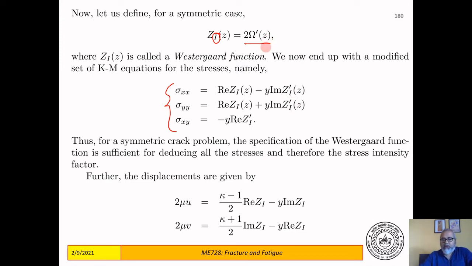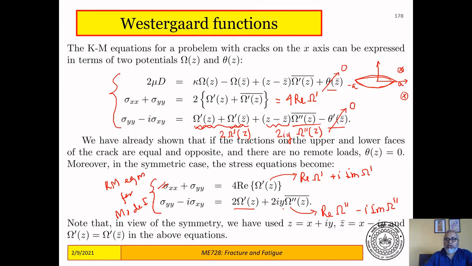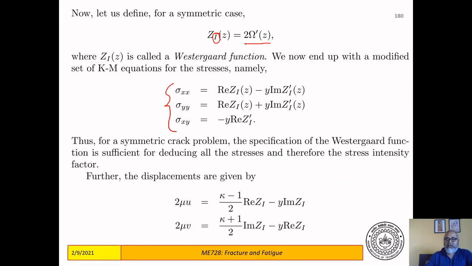If you do that in terms of Westergaard functions, these will be your stress equations. The Westergaard function for mode 1 is denoted by Z1, and it is simply 2 times omega prime z. If you now define everything in terms of the Westergaard function, you can also go back to your displacement equation. You can write everything in terms of the Westergaard function again, and this is what you're going to get for the displacements.